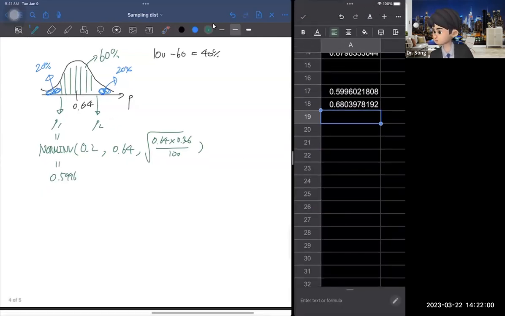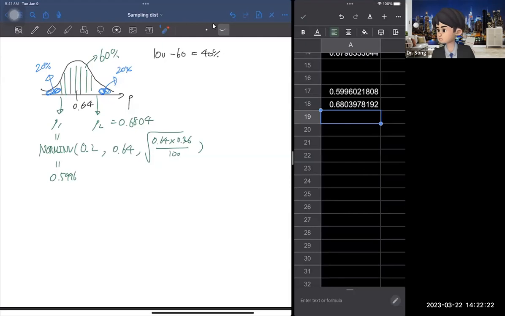So that is 0.6804 up to 4 decimal places. And you can actually find the difference between these two. So from here, 0.64 to the 0.5996, and that difference is exactly the same as here. Again, because of their symmetry. So take a look, you can check it by yourself.